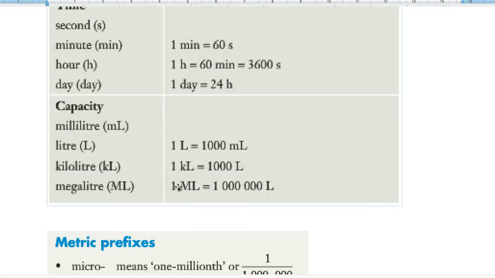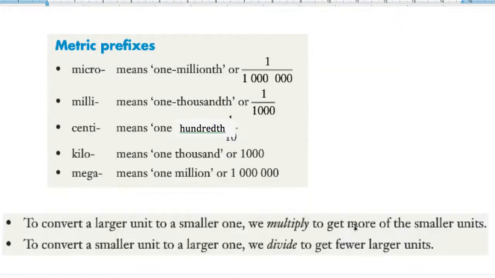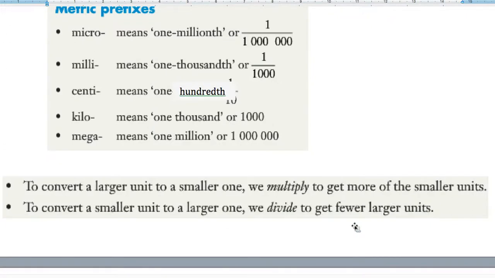So if you just learn that kilo means 1,000 and mega means 1,000,000, you just replace the K with 1,000 and the mega with 1,000,000. All right? So there's your prefixes. Now, to convert larger units, this is what we're going to be doing in a minute. We're going to be converting larger units into smaller ones.